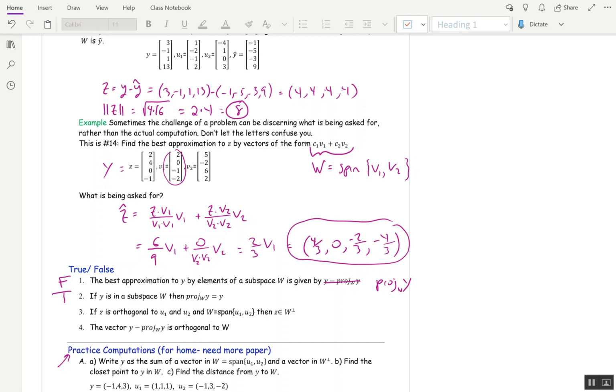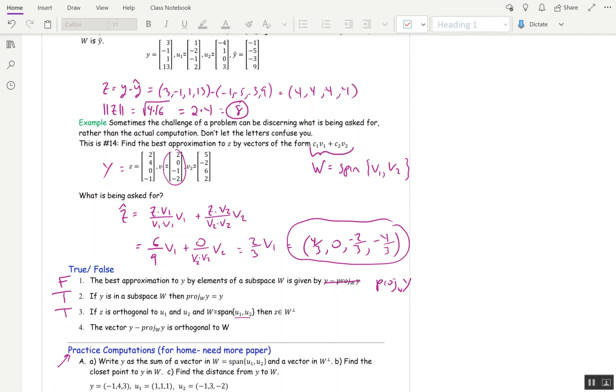Okay. Number 3: if z is orthogonal to u1 and u2, and W is the space spanned by those two vectors, then z is in W perp. That's true. That's from a theorem we had back in, I think, 6.1, when we defined what W perp was. We saw that to see if a vector was in W perp, we only had to check it against the vectors that spanned W.